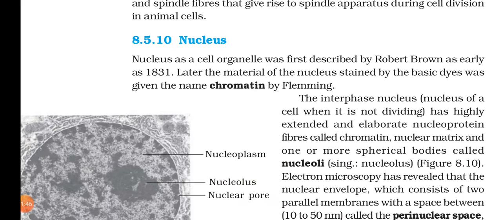As you know, the nucleus was first discovered by Robert Brown, and later on the material which is stained by basic dyes was given the name chromatin by Fleming. So the material of the nucleus was stained by basic dyes. When we stain things, you have done the staining procedure, isn't it? Likewise for the nucleus, when it is stained by basic dyes, some materials in the nucleoplasm were getting stained, and these were called chromatin by Fleming.